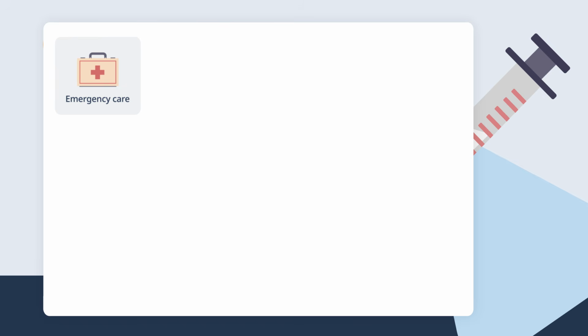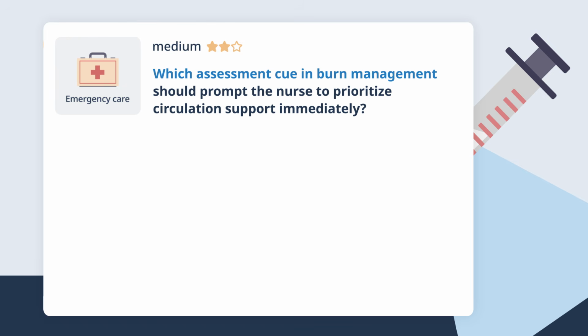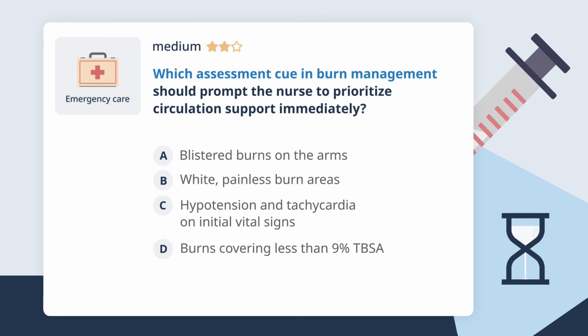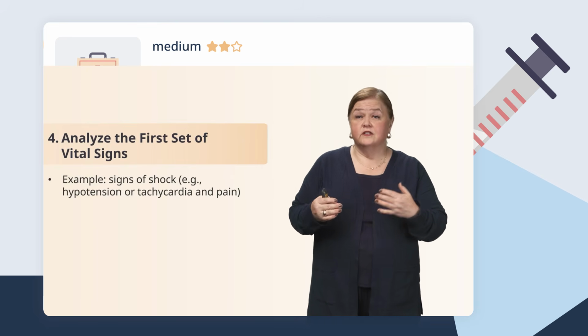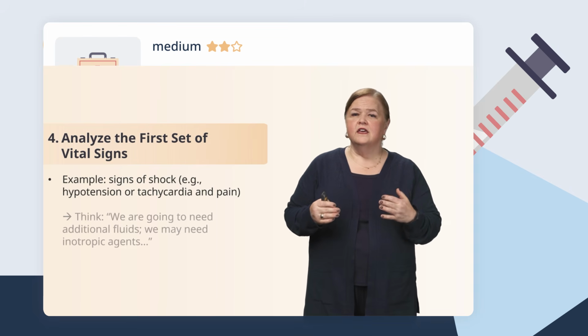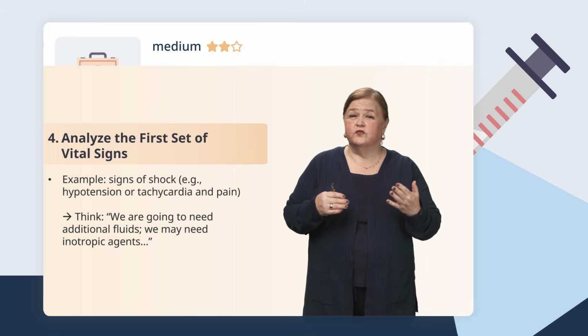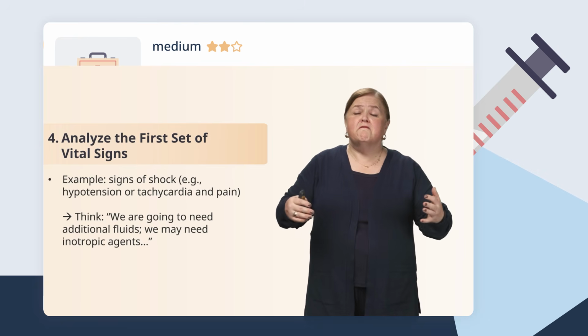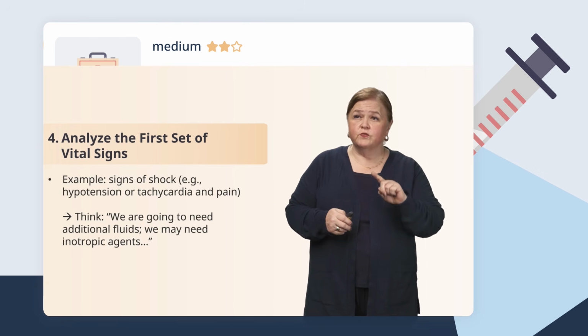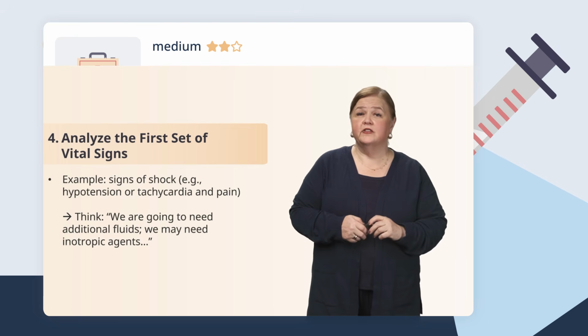E is for exposure. Which assessment cue in burn management should prompt the nurse to prioritize circulation support immediately? When you get that first set of vital signs, are you seeing signs of shock such as hypotension or tachycardia and pain? These are cues that you want to think about. We might need additional fluids. We might need inotropic agents. The reason is that when a client experiences a burn, they have massive fluid shifting. So they're at an extreme risk to have a low blood pressure and hypovolemic shock.